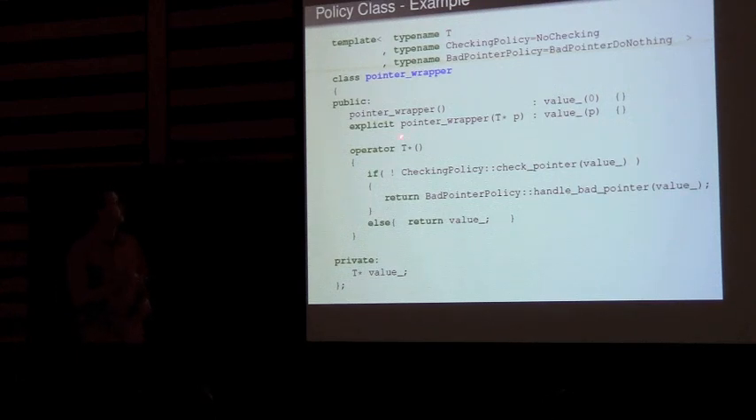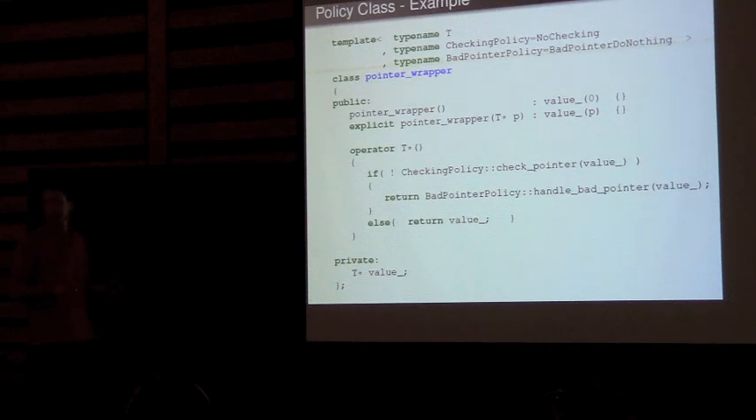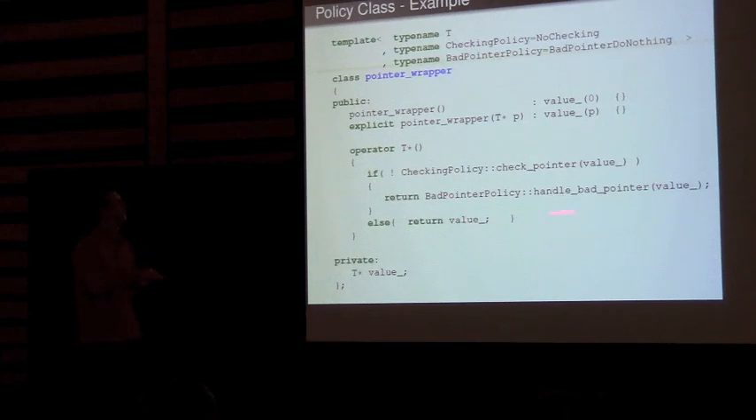So I'm going to overload my operator. And because I don't want it to have the same behavior all the time, and I want to be able to select it at compile time, I'm going to use these policies. The checking policy: check the pointer. If it comes back as not valid for the pointer, whatever that means, then return bad pointer policy, handle a bad pointer. Otherwise, just return the value. Okay, we don't know what this thing's going to do yet, right? But we know that we could use this wrapper to wrap a pointer, and then we can give it some behavior later. The first set of behavior is how to check the pointer whether it's valid or not. The second part of the behavior is what to do if it's not. So how to check and what to do if it's not.